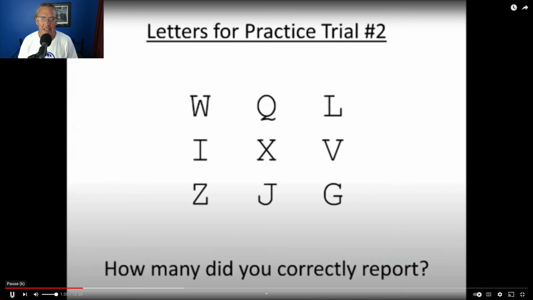WQLI, there's a Z there, something like that. So we would write those down if we were. WQLI, Z, those are the ones, so I would have got 5 of those. 9. Do another one.